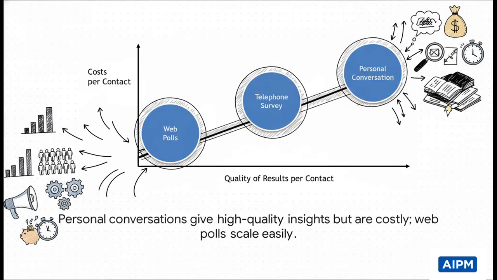Now, there's a really interesting point here about trade-offs. On one end of the spectrum, you have personal conversations, right? They give you these incredibly rich, high-quality insights, but they take a lot of time and they can be expensive. On the other end, things like web polls are super cheap and they scale like crazy, but the quality of insight you get is just so much lower. Picking the right tool for the job really depends on what you're trying to learn.